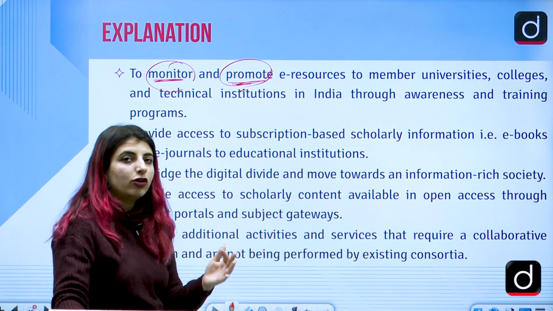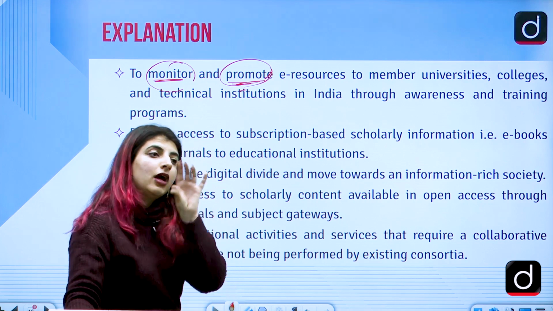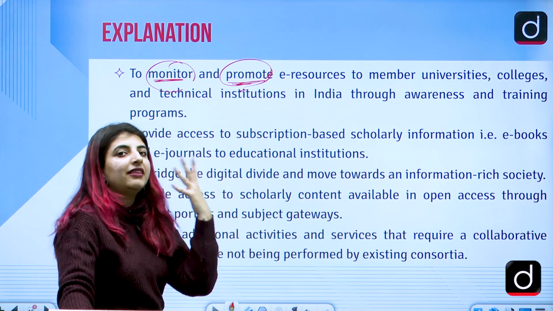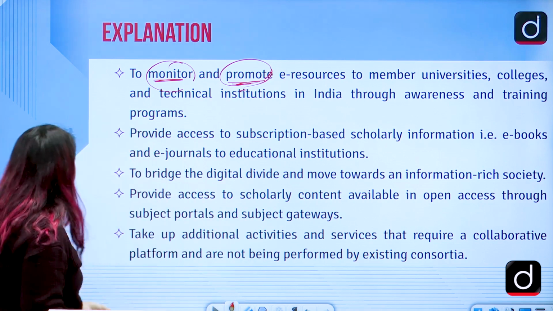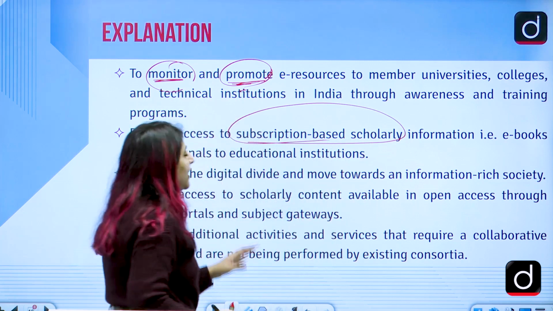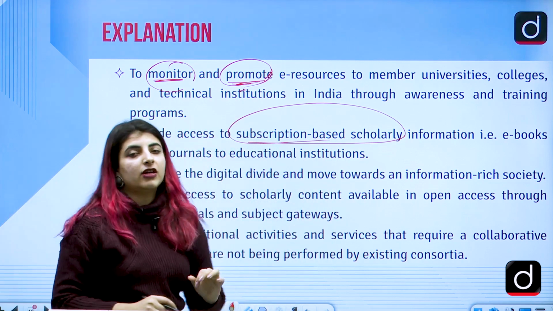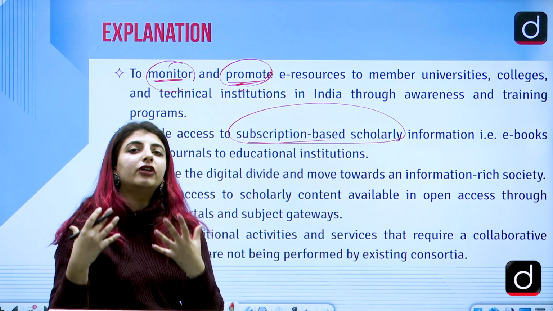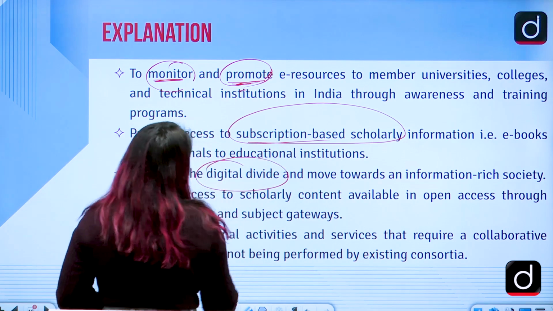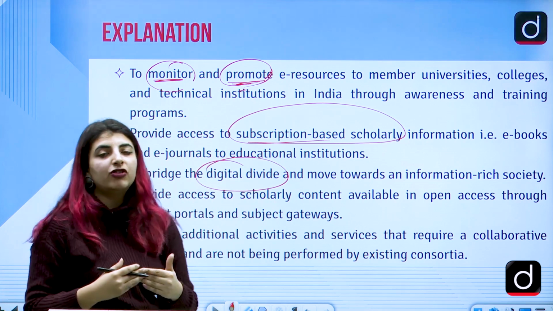so that rather than buying hard copies, you can get multiple e-resources on the same topic, read them, and acquire information and knowledge. Provide access to subscription-based scholarly information, that is e-books and e-journals, to educational institutions, as I gave you the example of JSTOR, correct? To bridge the digital divide and move towards an information-rich society.